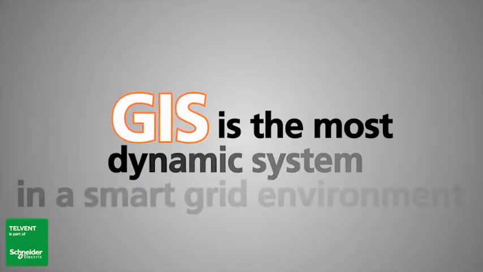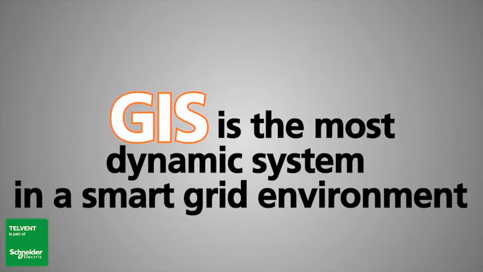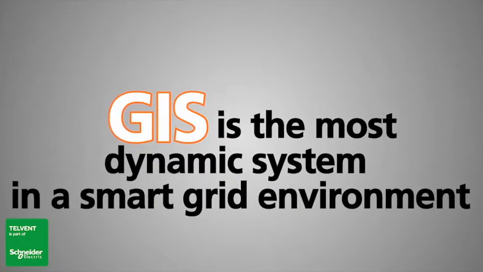Within the Telvent product line, we envision that GIS is the most dynamic system in a smart grid environment. It's the system that's changing the most as designs come in, as they're posted. That network is constantly changing. Very early on, our product developers looked at that problem and said, this is something we need to solve if we're going to have an integrated smart grid suite.